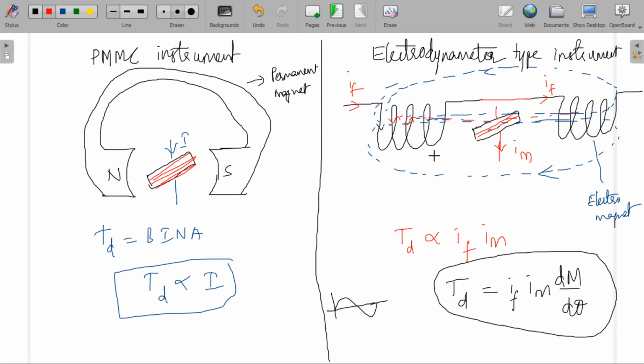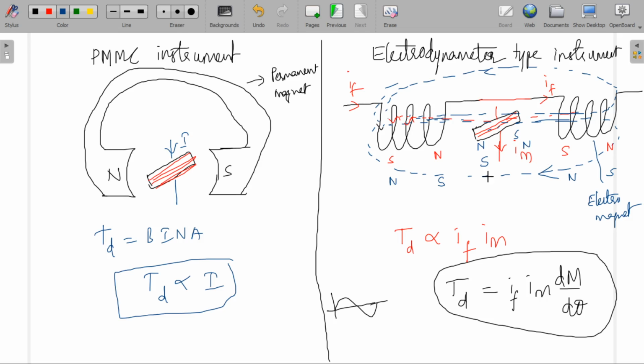Okay, then north pole will be induced here. South pole will be induced here. Similarly, south pole will be induced here, north pole will be induced here. For negative half cycle of supply voltage, north pole will be induced here, south pole will be induced here. Similarly, for positive cycle supply voltage, north pole, south pole, and for negative cycle supply voltage, south pole, north pole.